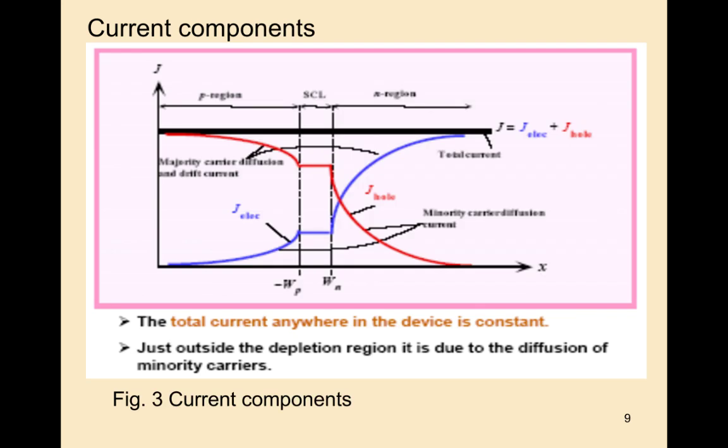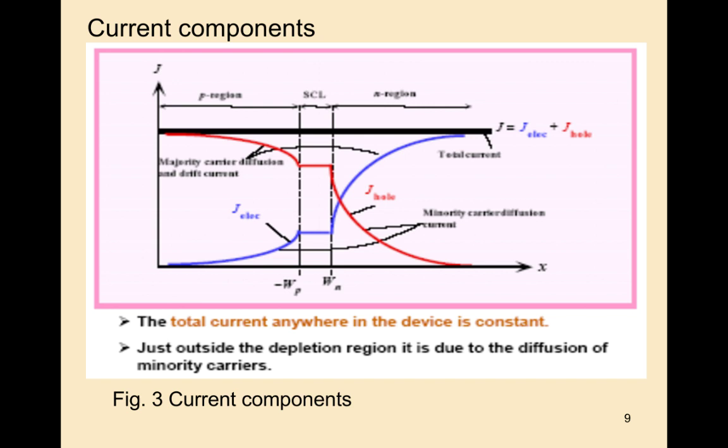Let us see some current components. This is the current components graph of a PN diode. In a diode, diffusion and drift currents exist. Majority current means the drift current, and minority current means the diffusion current. By the external supply voltage, a drift current exists in the diode. Due to minority charge carriers, diffusion current exists. The addition of these two currents is the total current of the diode.